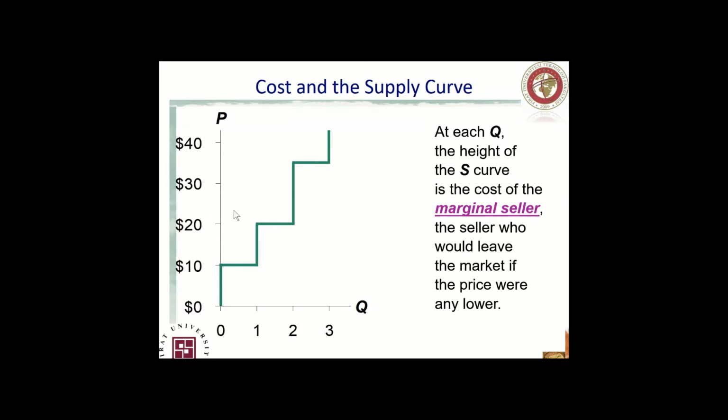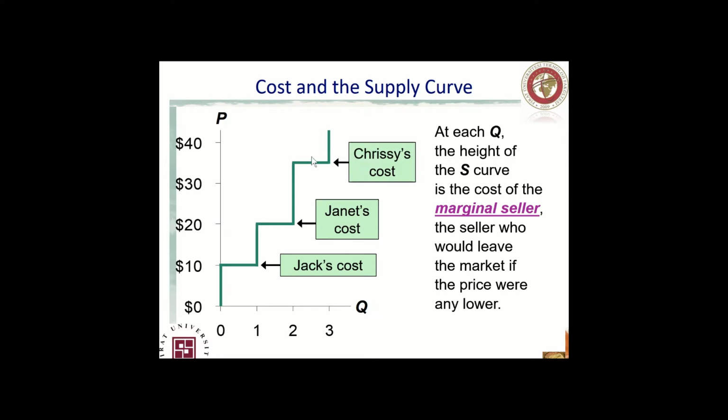So any lower than 20, any lower than 35, and it could be any lower price, based on the mass, the number of people, not just 1 or 2. We sometimes speak about hundreds of thousands of buyers and sellers, okay? So this is for Jack, Jeanette, and that is for Chrissy. These are the thresholds, and we refer to them as marginal sellers. So this is a marginal seller at the price of 35, a marginal seller at the price of 20, and a marginal seller at the price of 10.